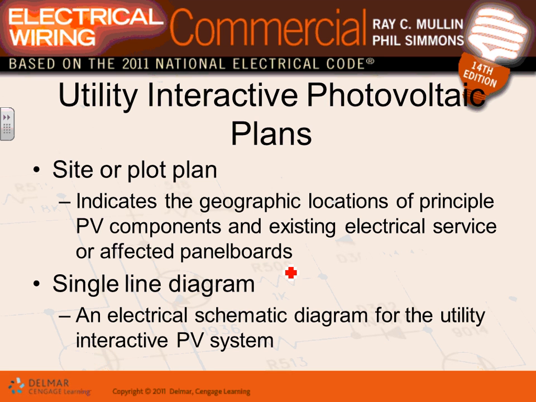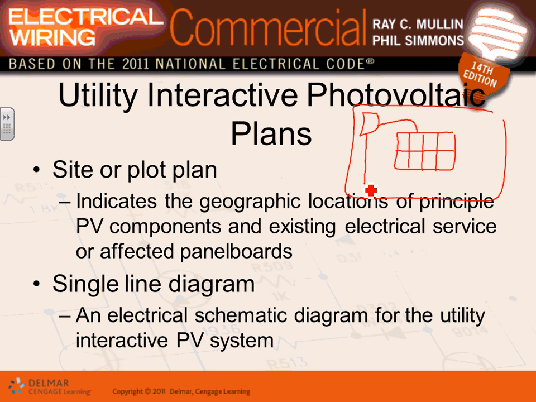There's something called a site or plot plan, guys, which indicates the geographic location of the principal PV components and existing electrical service. Because you're putting in a plant, you have to have a plot showing where your solar photovoltaic panels are going to be located, where your inverter is going to be located, and your wiring methods coming all the way to connect to your main panel. It shows how the feeders come between the inverter and the array of panels, so it shows all the locations.